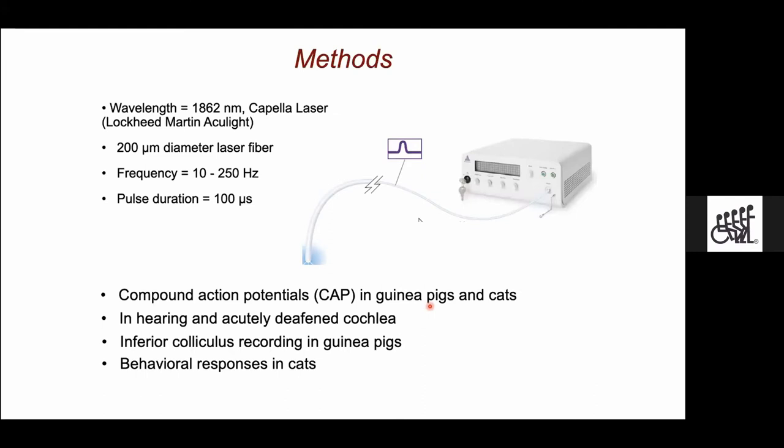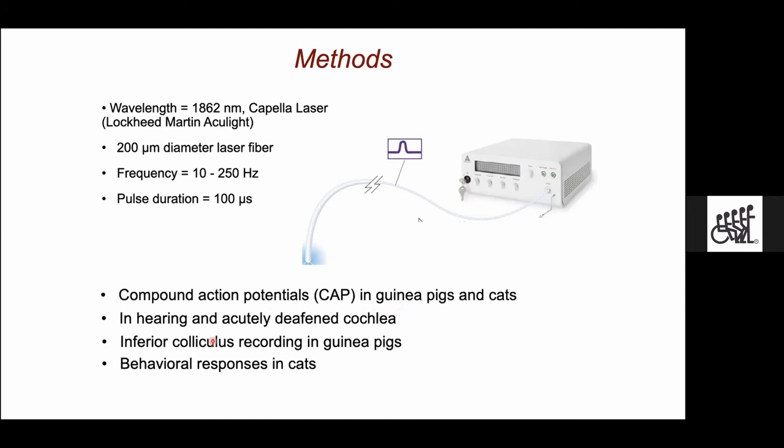So in our lab, as I said, we use this Capella laser. It's a laser source that is primarily using a 1860 nanometer wavelength, so long infrared wavelength. We use different pulse frequencies to stimulate the neurons, and we use different pulse durations so we can change the properties of the pulse itself and study that, as well as the pulse shape. Right now we use square pulses, but we have the ability to change this into triangular pulses, for example, as well as others. We've recorded responses in guinea pigs, cats, and I'll share some data from the rats today.